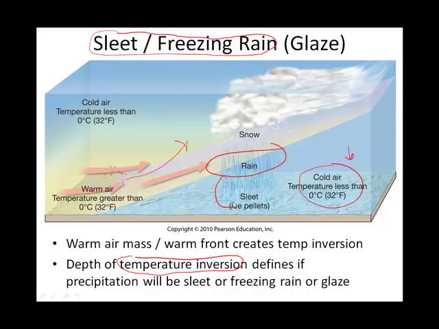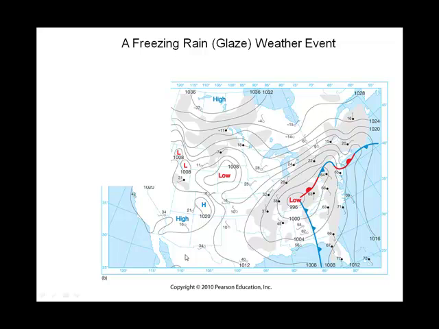And depending upon the amount of time it has to refreeze, we'll either get sleet, little ice pellets, or we'll get freezing rain. So this again is to show you the freezing rain event.